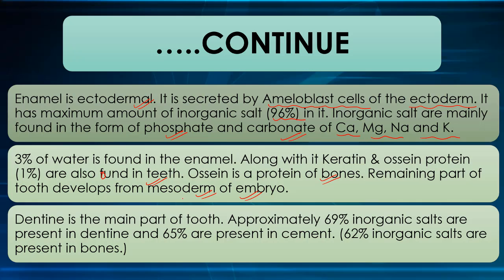Dentine is the main part of the tooth. Approximately 69% inorganic salts are present in dentine, and 65% are present in cementum. 62% inorganic salts are present in bones. So they are harder than bones. That is why enamel is considered to be the hardest material of the body. While in bones, only 62% of inorganic salts are present.